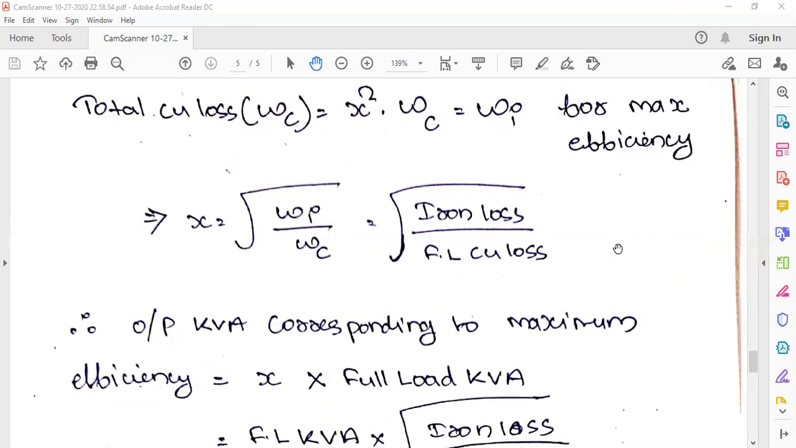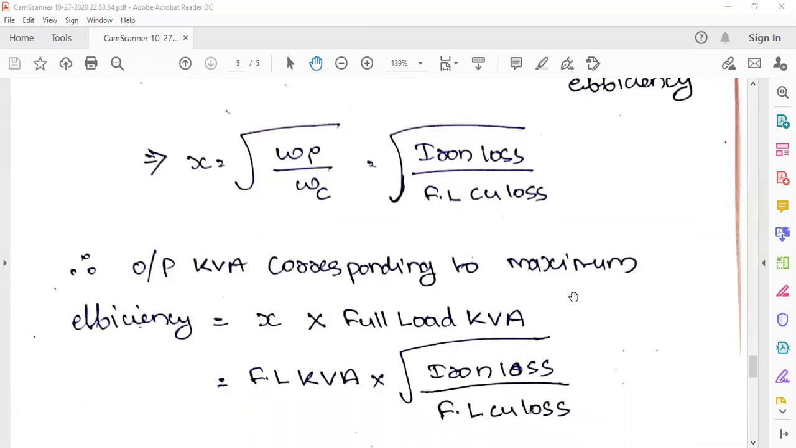They can come in the university exam directly as well as in terms of problems. Therefore, output kVA corresponding to maximum efficiency is x into full load kVA, that is, full load kVA into root of iron loss by full load copper loss. That's it. We derived it.